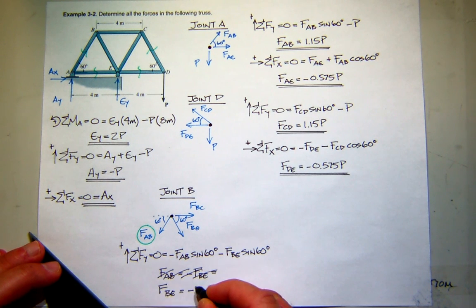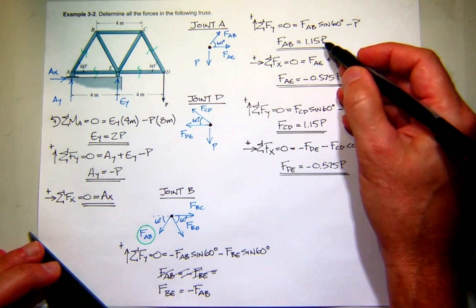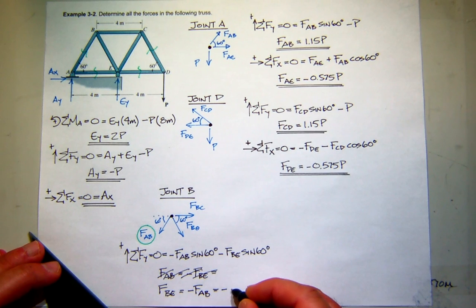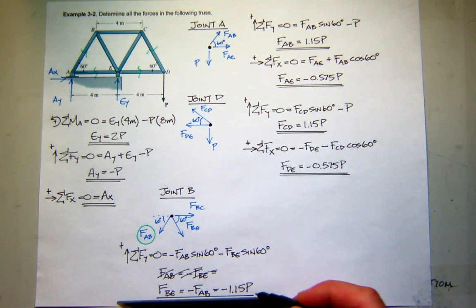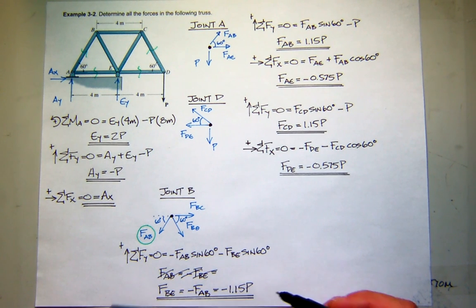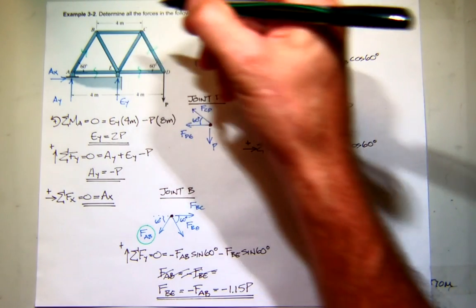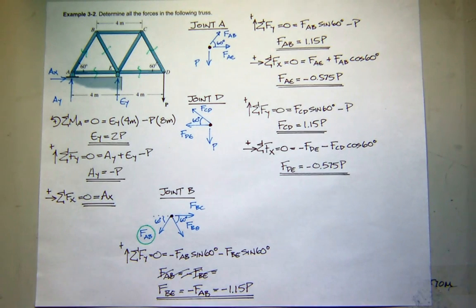is equal to minus AB, and AB is that. So this should be equal to minus 1.15P, which means that diagonal element BE is in compression, which I think sounds reasonable. So now I can actually, if I wanted to, come up here and say, well, I know that one now, right? BE, I got that one. What can I do next?